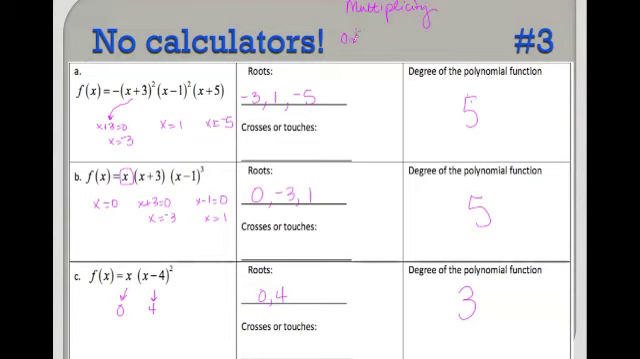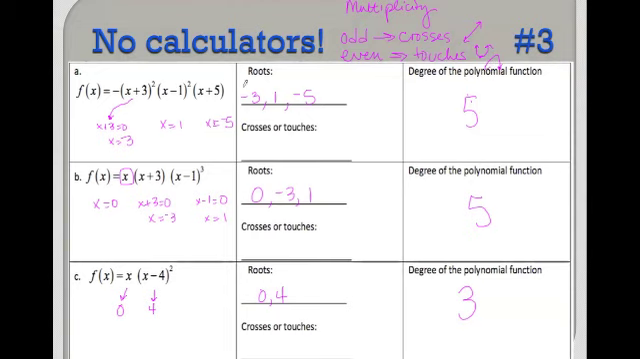If the multiplicity is odd, then I know the function crosses at the x-axis. If the multiplicity is even, I know it touches. So crosses, like it crosses through the x-axis, or touches means like a parabola, and it could be up or it could be down, either way.